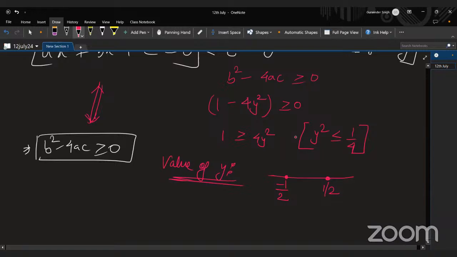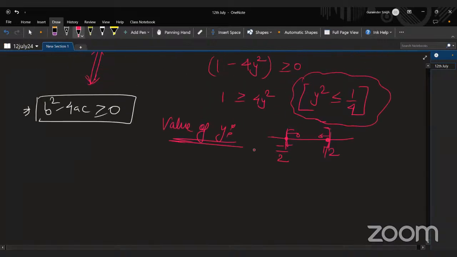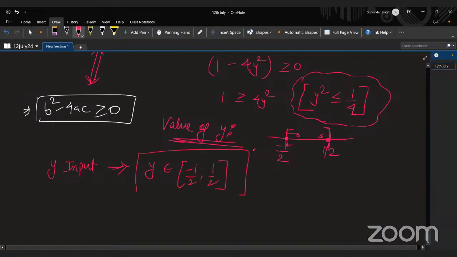Actually, I was expecting someone else to give the answer. So yeah, you take any value between -1/2 to 1/2, including both of them. Y square will be less than or equal to 1/4. So the suitable values of y that I can input, y belongs from -1/2 to 1/2. Correct? Y can belong from -1/2 to 1/2.